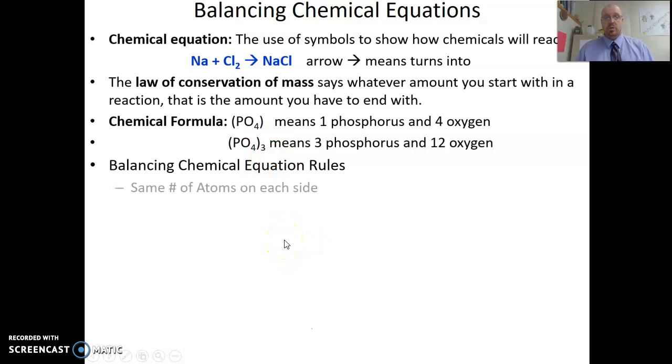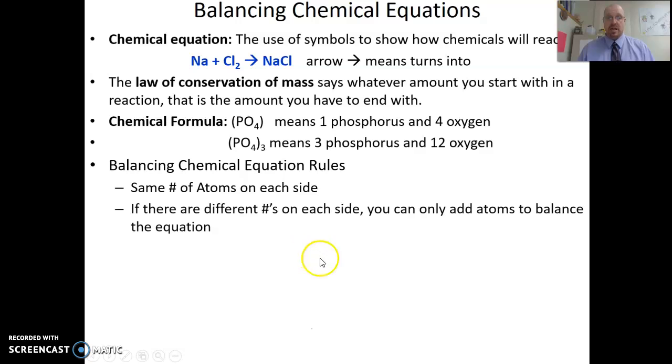All right, here are some rules for balancing equations. The same number of atoms have to be on each side. You can't have 4 on one side and 2 on the other. You have to have the same number of atoms on both sides. If there are different numbers on each side, you can only add atoms to balance the equation. You can never take anything away when you're balancing chemical equations. You can only add to it.